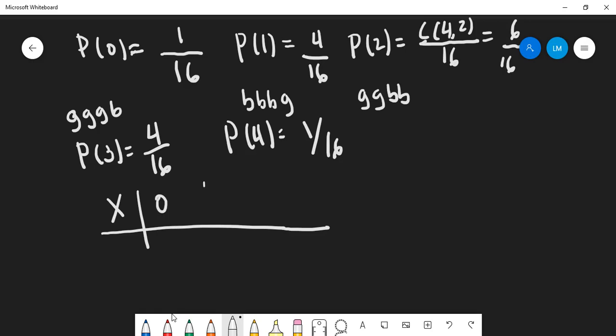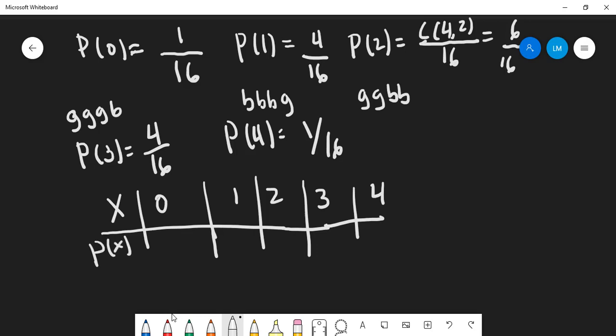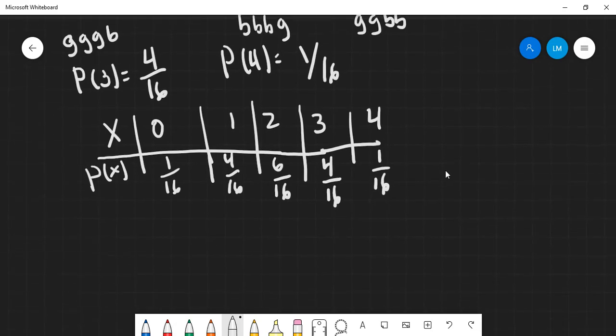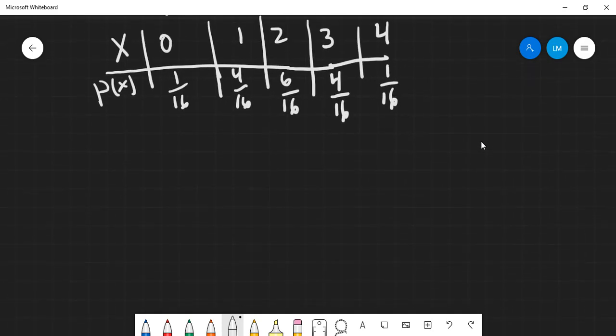We have 0, 1, 2, 3, and then 4. I'm just going to write these as fractions just because it's more convenient. So we have 1/16, 4/16, 6/16, 4/16, and then 1 out of 16. And notice that if we add all of this up, it does equal 1, which is no surprise. So next we just need to find the expected value.